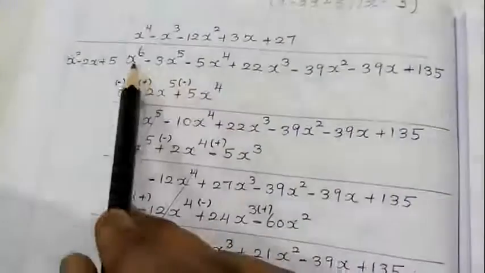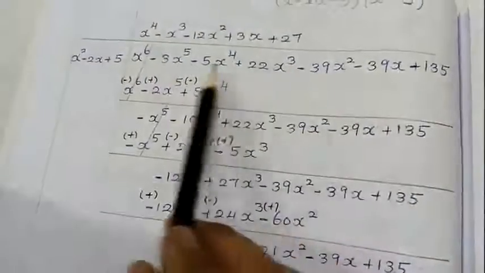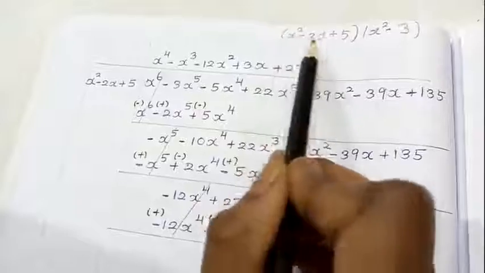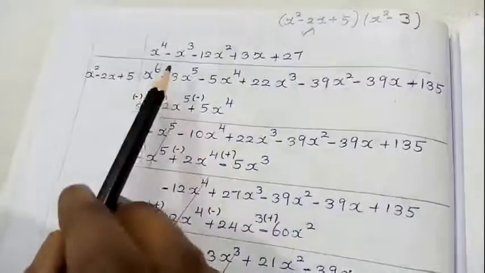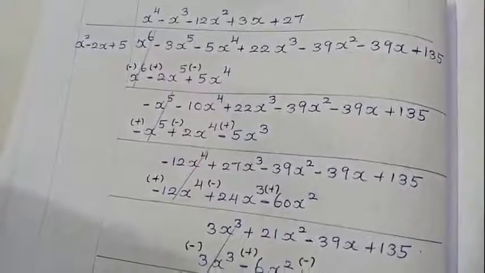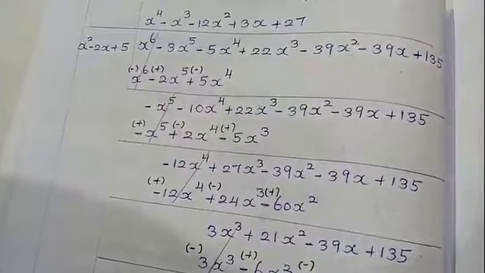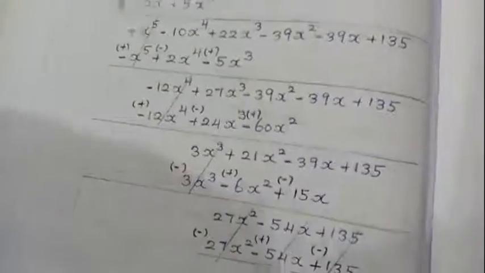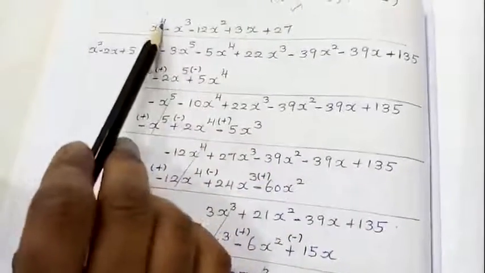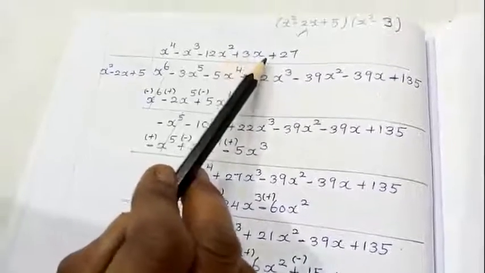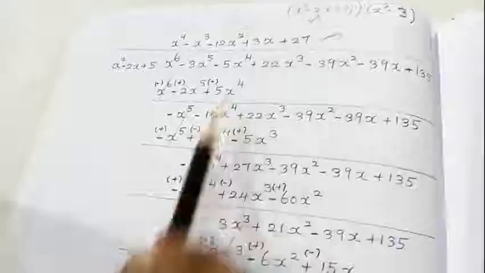What I am going to do is write the original given question inside. In this I am going to select this quadratic equation, x square minus 2x plus 5. You are going to solve by the long division method, students, and you know this concept; you have done it in your 10th standard. After getting a remainder of 0, you are going to see this value. So what is the top value I am getting here? x to the power 4 minus x cube minus 12x square plus 3x plus 27. I am going to take this degree 4 equation.